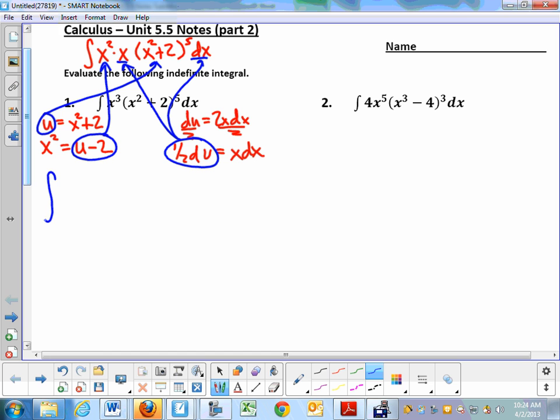So I have my integral, and we'll just write each part out. We'll start with the x squared. What do I put in instead of x squared? u minus 2. Instead of the x and the dx, what do I put in? 1/2 du, so I'll put a half out front. I'll put the du on the end. And instead of x squared plus 2 to the 5th, what do I put in there? u to the 5th.